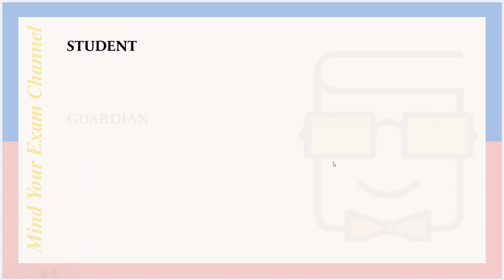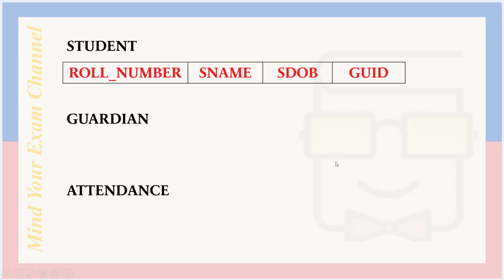Suppose you have three relations in your database, namely student, guardian and attendance. The student relation consists of four attributes: the roll number, which is the primary key of the student, then the student name, S name, the student date of birth, and GUID. GUID basically stands for the guardian ID of that particular student.